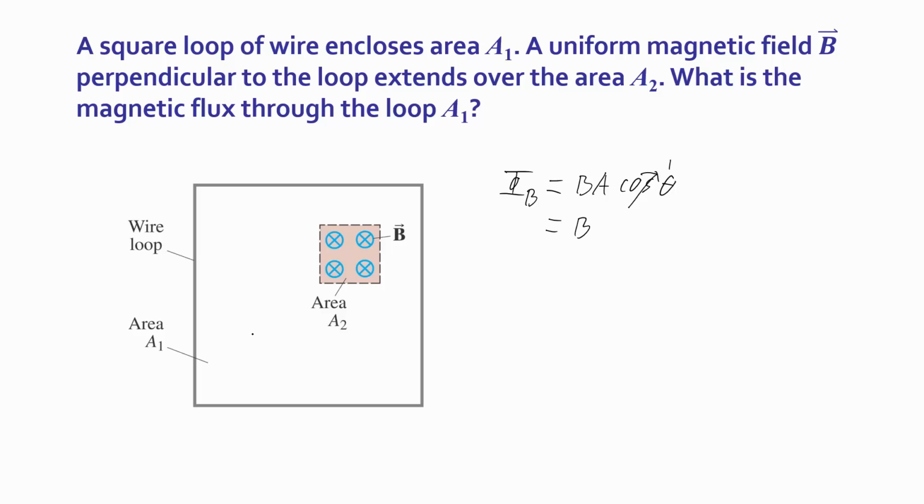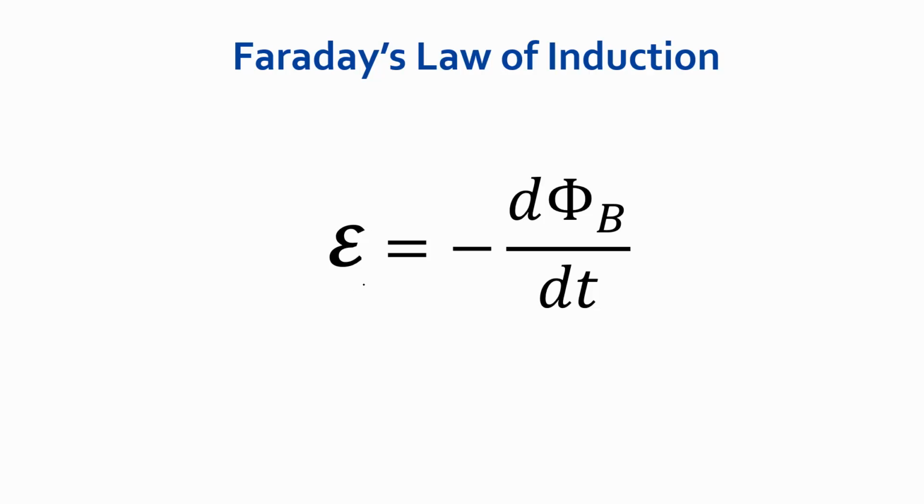Now the question is, which of these areas do we want? Well, we want just the area where the magnetic field is. So in this case, it's going to be BA2. And there is the flux through the large loop. Now, why do we care about flux to begin with? Well, because it is related to the induced current.